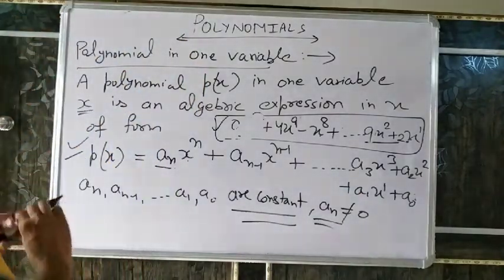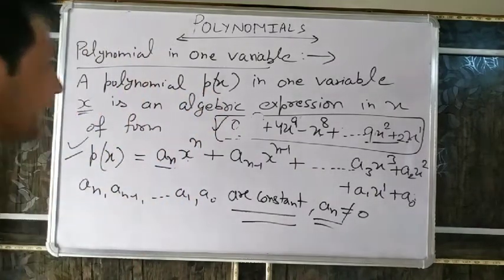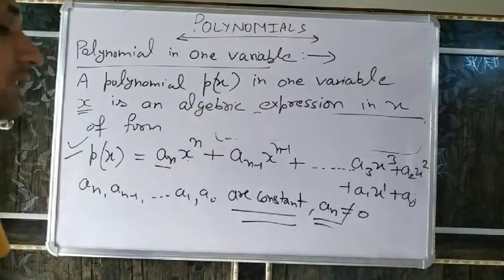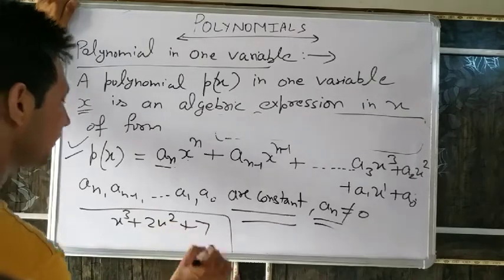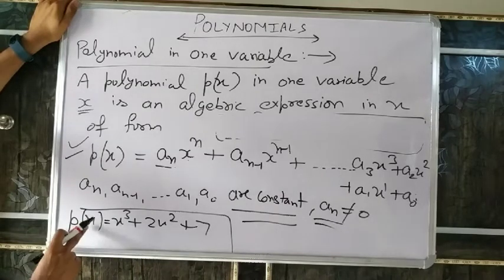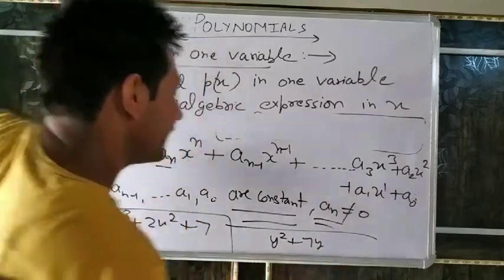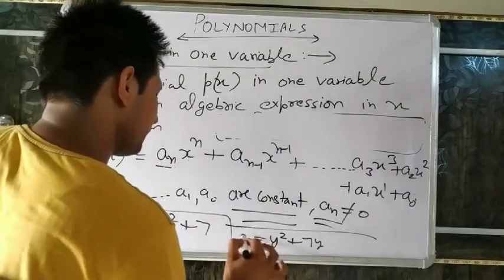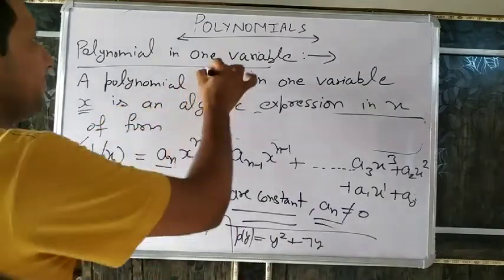So what is a polynomial? Again I am explaining an algebraic expression P(x). You may ask, sir, what is P(x)? Why do I write P(x)? Because we are discussing polynomials in one variable, and the variable here is x. Suppose x cube plus 2x square plus 7. We know the variable is x, so we will write P(x). P means polynomial, and polynomial in x. Suppose it is given y square plus 7y. Here the variable is y, only one variable. We cannot write x and y together. So we will write P(y). Understand?